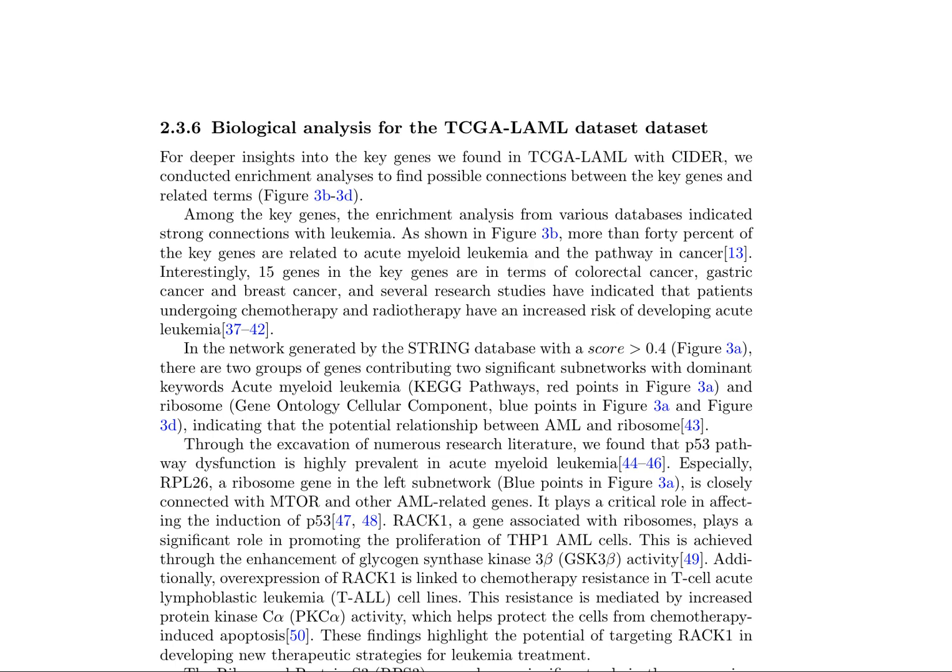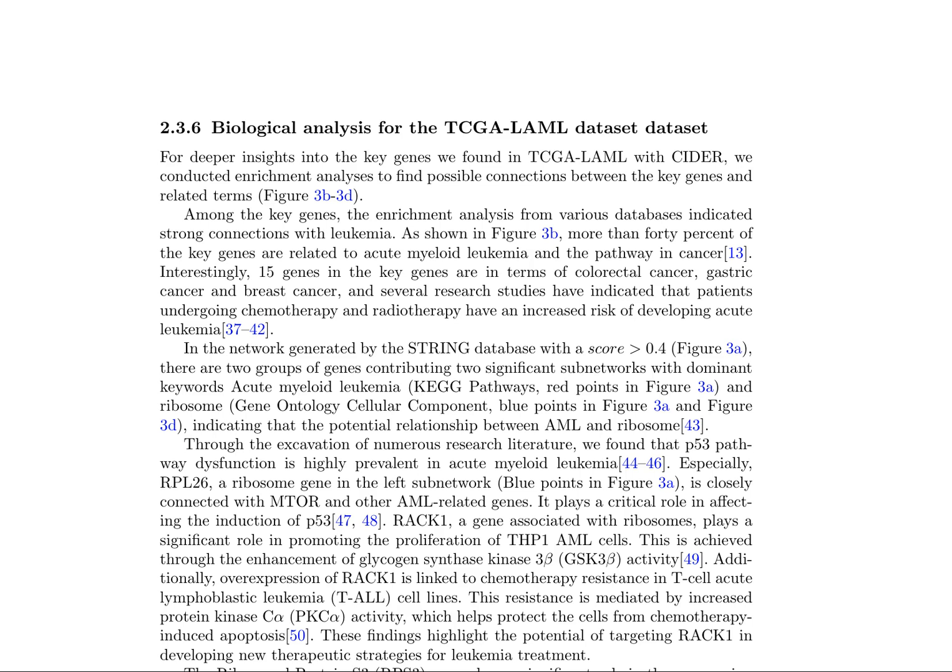Biological analysis of the TCGA-LAML dataset using CIDER revealed strong connections between key genes and related terms, including acute myeloid leukemia and the pathway in cancer. Over 40% of the key genes were linked to acute myeloid leukemia, with 15 genes also associated with colorectal, gastric, and breast cancer. Notably, patients undergoing chemotherapy and radiotherapy are at increased risk of developing acute leukemia.